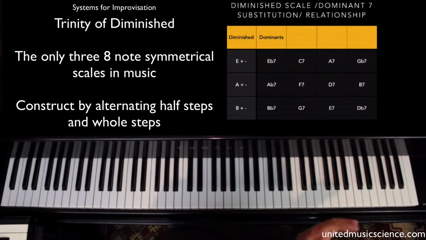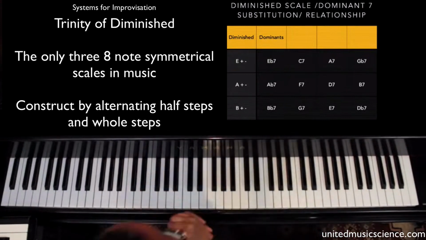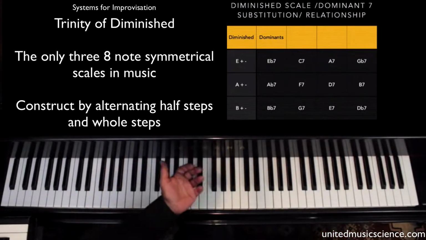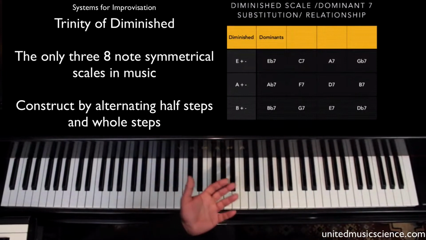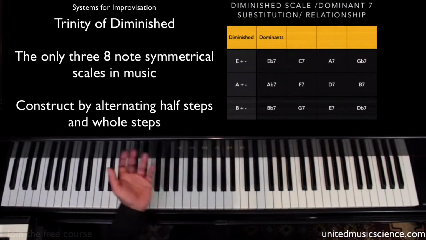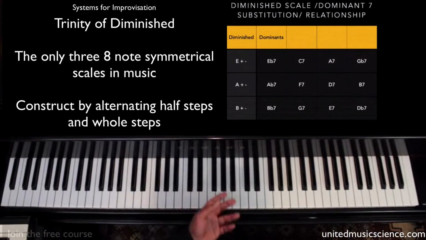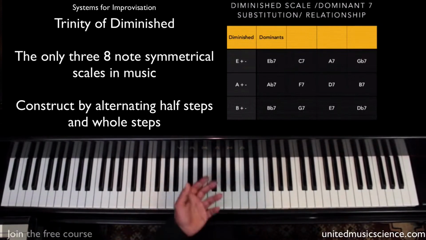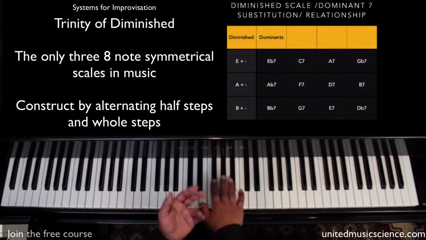Okay. And when you have your substitutions, know that every tonality, you can substitute the dominant for that diminished. So for instance, let me give you an example. We're going to take the one right here. So we'll take E flat, E half, E.